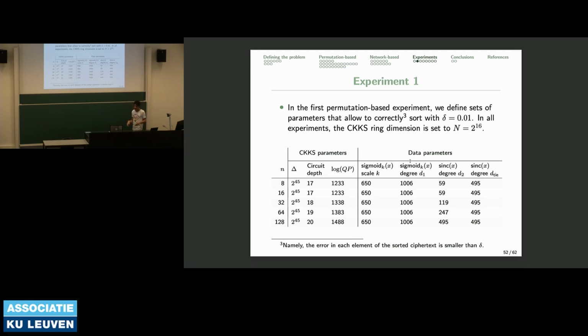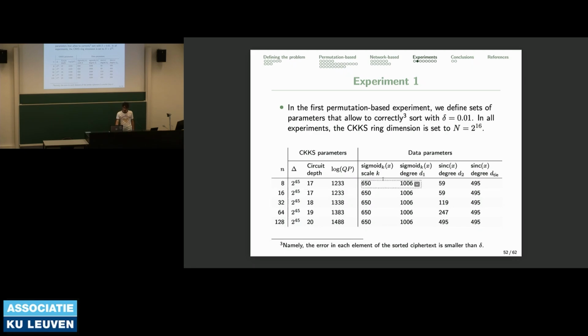And I think the coolest thing is that for sorting 128 elements, we really require just 20 multiplications in depth, which is very nice, because if we look at MIHP, in order to sort this amount of elements with this precision, they need 65 levels. So it's kind of a nice improvement.